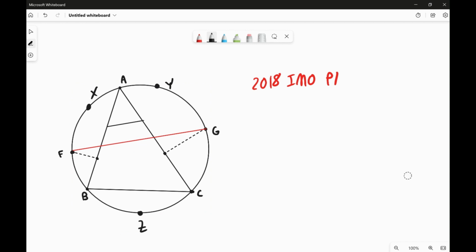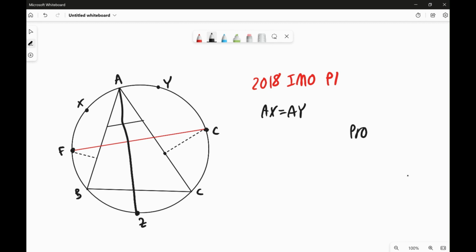So let me go ahead and clear out the diagram, because we can now rephrase the problem. So suppose we have a triangle ABC, and then the midpoint of the arc Z. And then we have points X and Y on the circle, such that AX is equal to AY. And then let F and G be the midpoints of the arcs. And then we want to prove that FG is perpendicular to AZ. So prove FG is perpendicular to AZ.